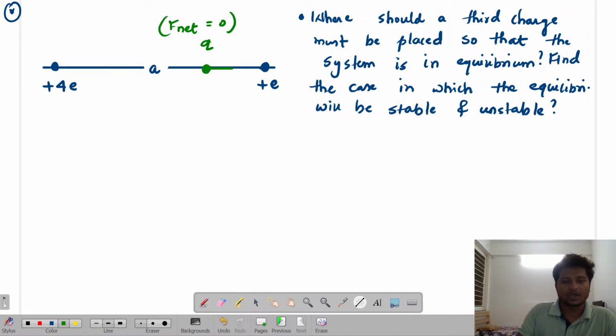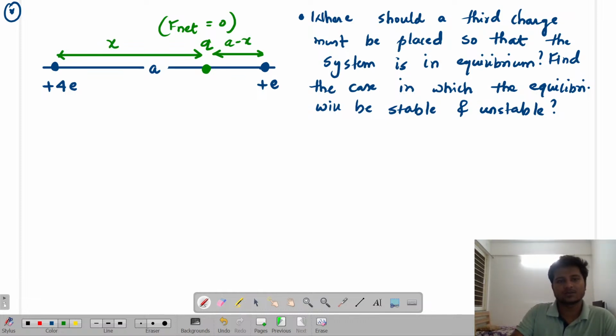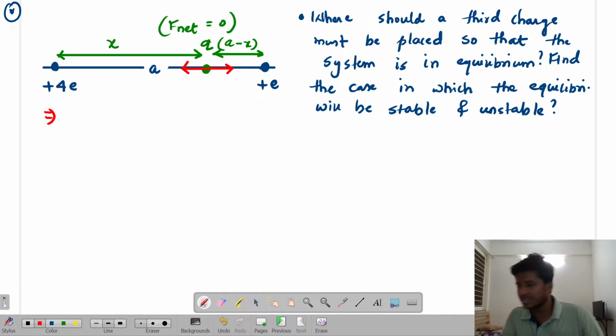इसके ऊपर जो फोर्स लग रहा है, मान लो this is located at a distance how much, x। ठीक, तो ये डिस्टेंस क्या हो जाएगा, a minus x, या this is x, this is a minus x, isn't it? Okay, now, so this will be the force applied by plus 4e towards this side, and this will be the force applied by plus e towards this side. And these forces must be balanced. These forces must be also equal to each other, isn't it?